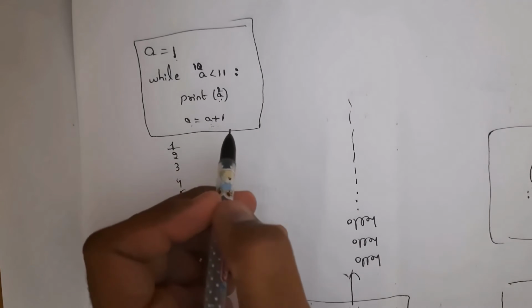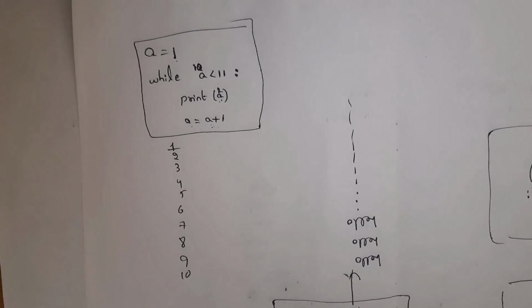10 is less than 11. This condition is true. So it will print 10. After printing 10, again it will increment value, that is 10 plus 1, 11.